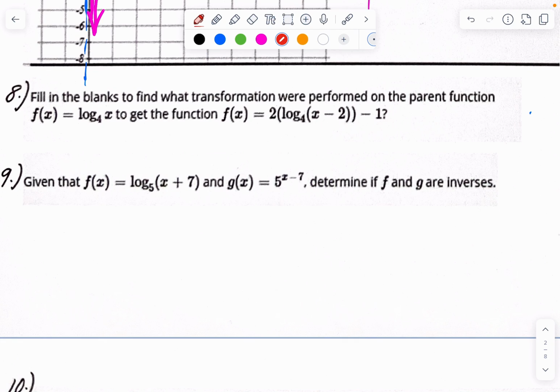Number 8 says determine the transformation. So this would be stretch of 2, right 2, down 1. Okay, fill in the blanks. Yep, that's all that one says.